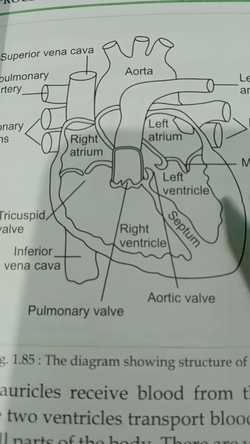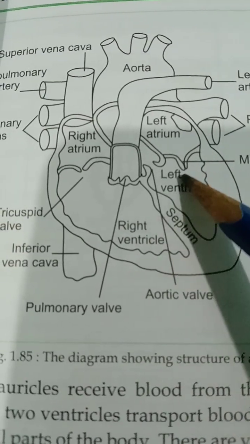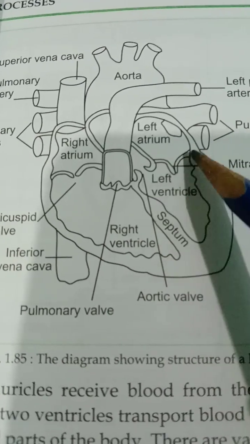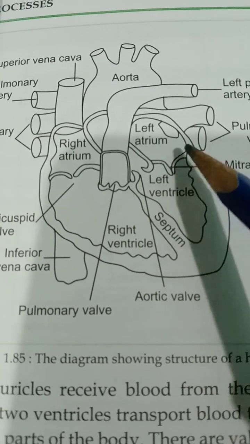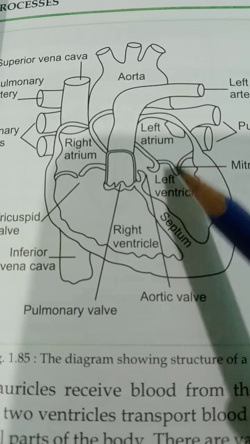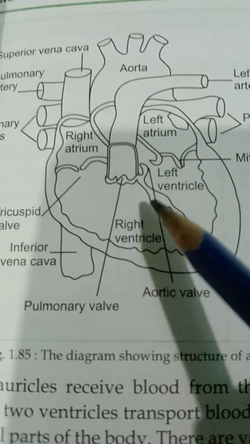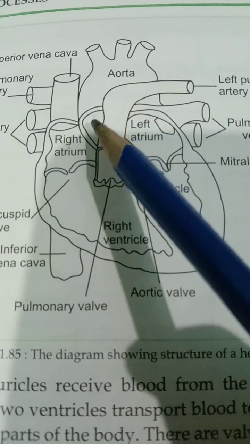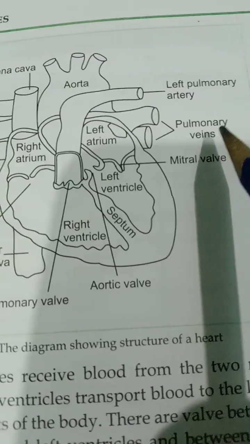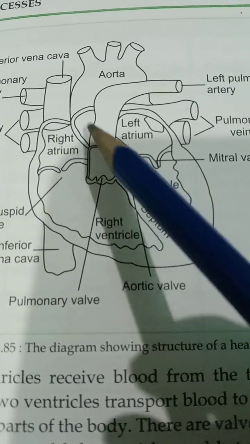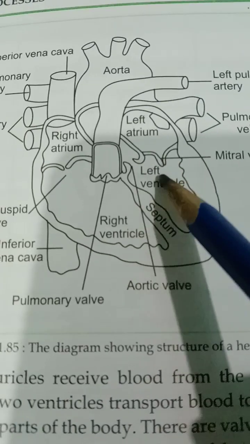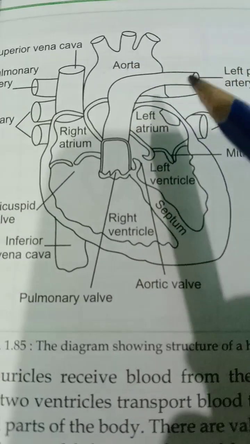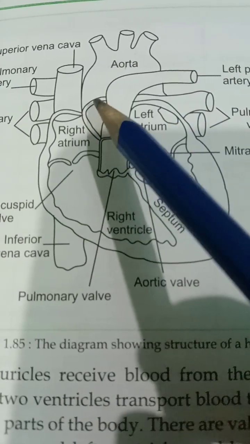Now you can see between the left atrium and the left ventricle you have a valve, a closing aperture. This is called the bicuspid valve. Okay, and from the left ventricle you can see a pipeline going, that is called the aorta. Okay, the branching has been shown.